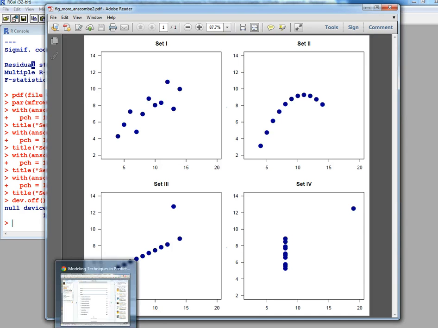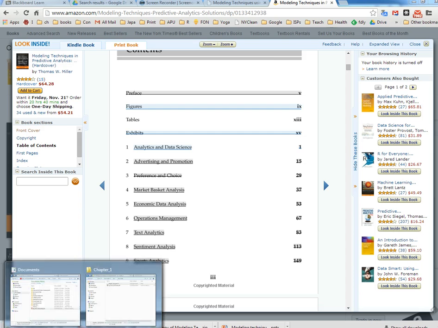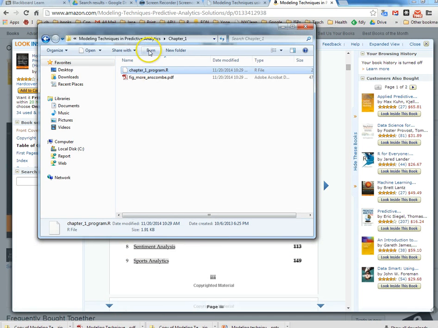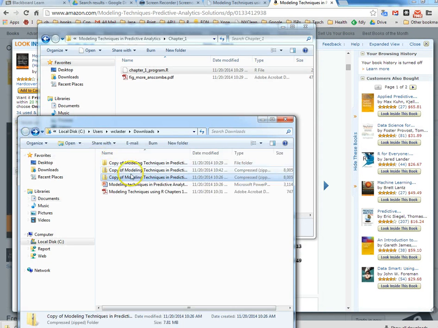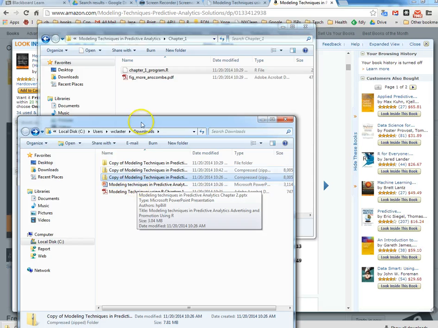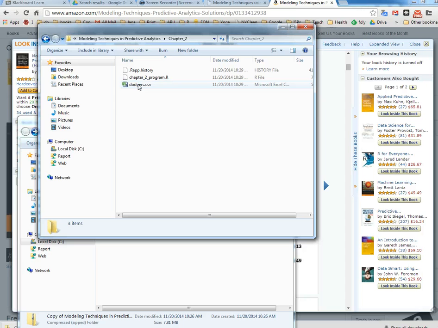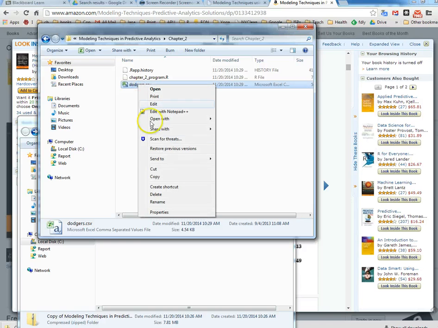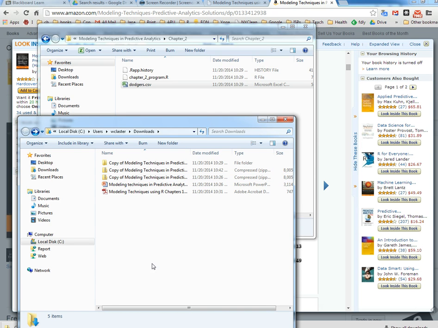Okay, so now that's chapter 1. Let's go to chapter 2, which is called Advertising and Promotion. Any questions before we go on? You can open up the data set for chapter 2, and also take a copy of this dodgers.csv file and put it in your working directory.